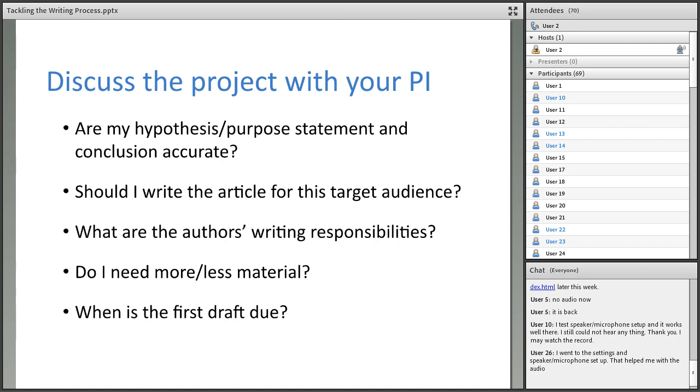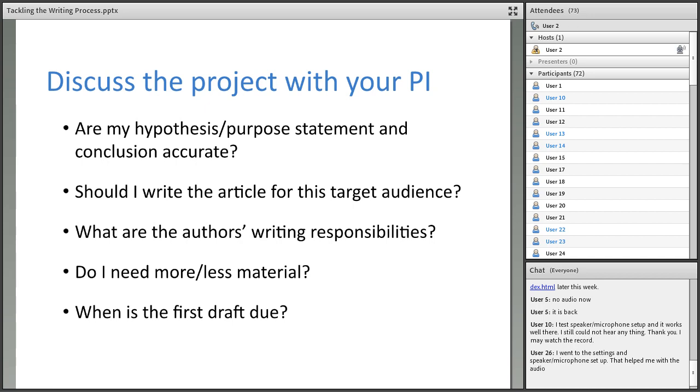If you're a trainee, you'll need to meet with your PI to ensure that you agree on the most important aspects of your project before you start writing it. PIs have plenty of writing experience, and they know how to navigate the publishing process, so they're excellent sources of writing advice.